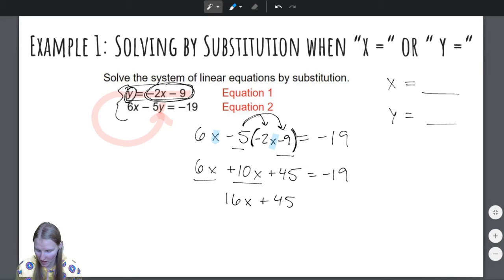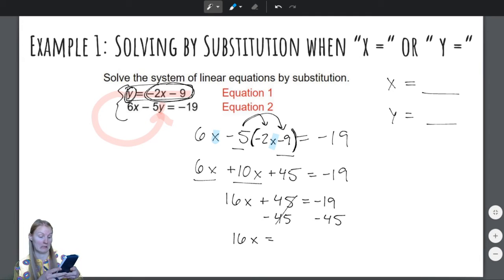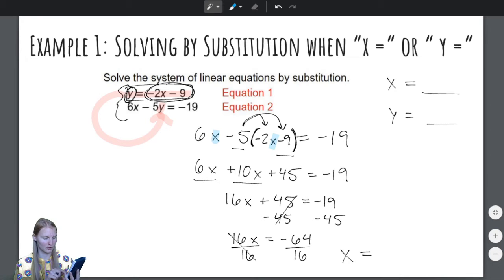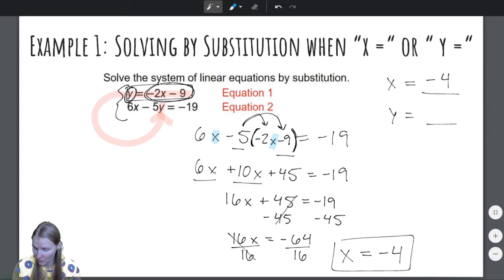16x plus 45 equals negative 19. I want to get x by itself, so let's subtract 45 from both sides. 16x equals, what is negative 19 minus 45? It is negative 64. Divide by 16 on both sides, and we get x is equal to negative 64 divided by 16 is negative 4. And there we go. We know that x equals negative 4.